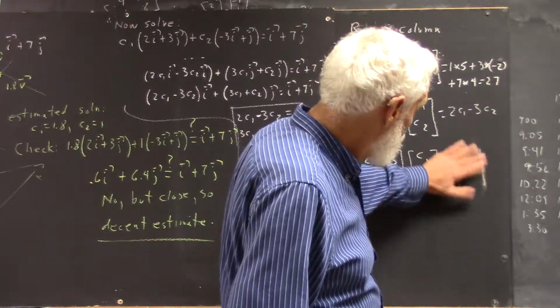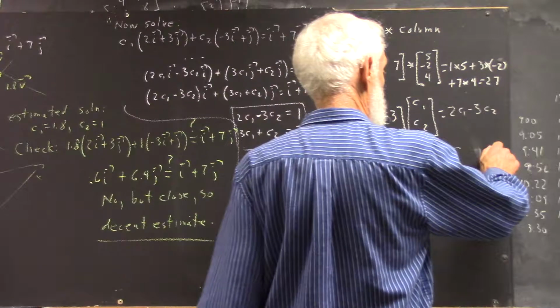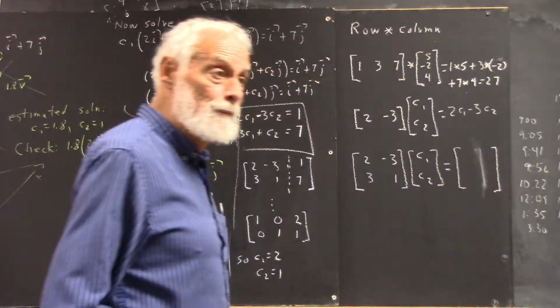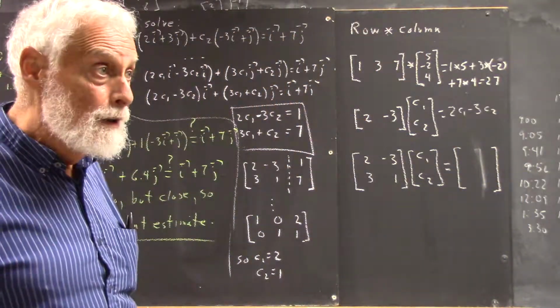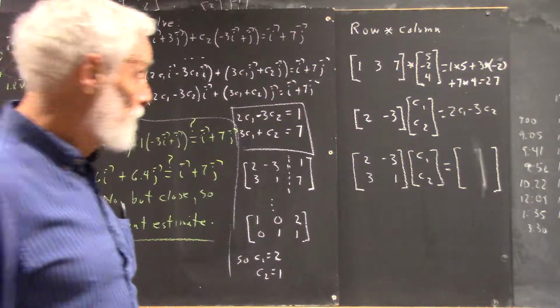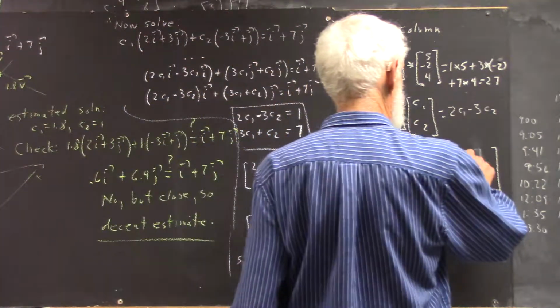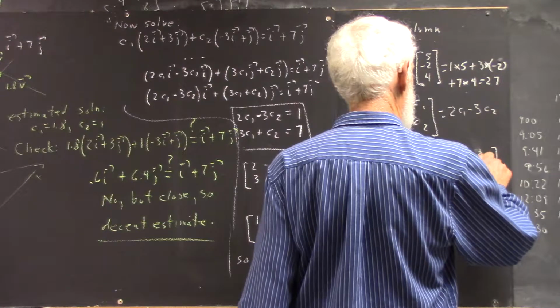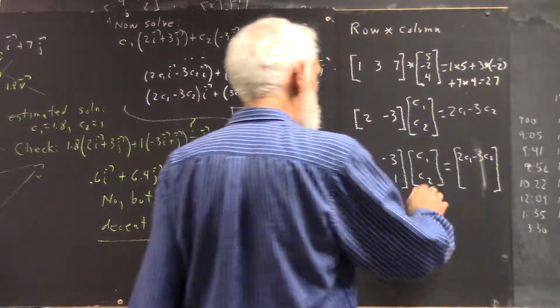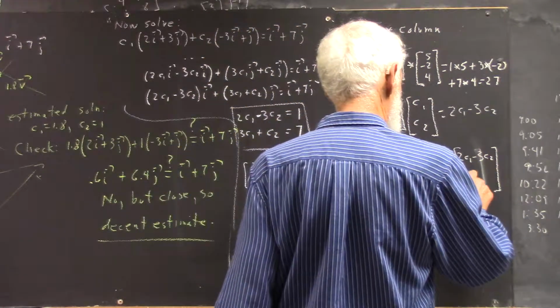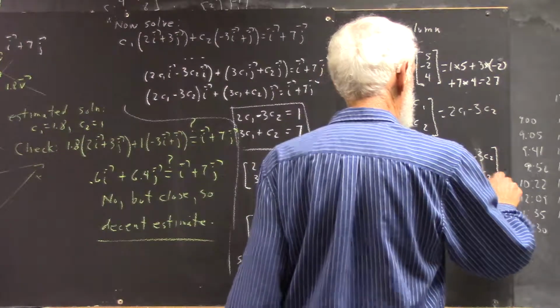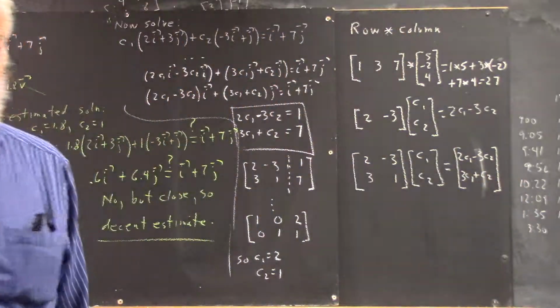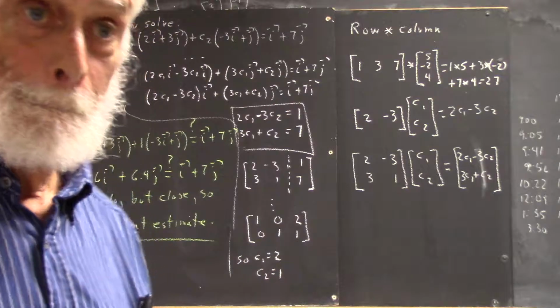Okay, and maybe I didn't leave myself enough room to write it out clearly, so I'll give myself a little more room. But it should be clear now that if we do that, first row times the column gives us 2C1 minus 3C2, and the second row times the column gives us 3C1 plus C2, right? Does that make sense? Okay.